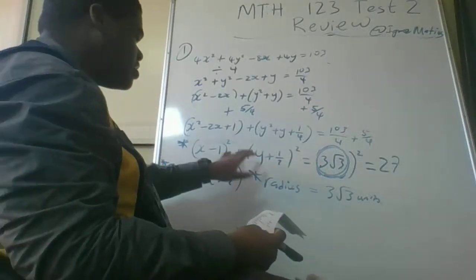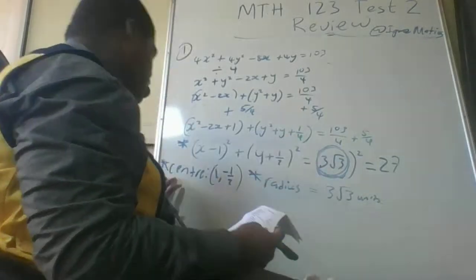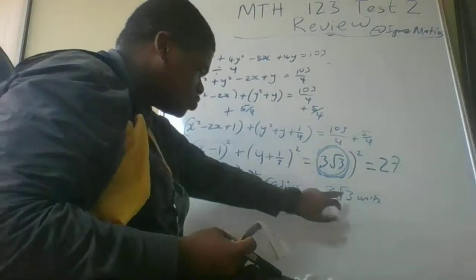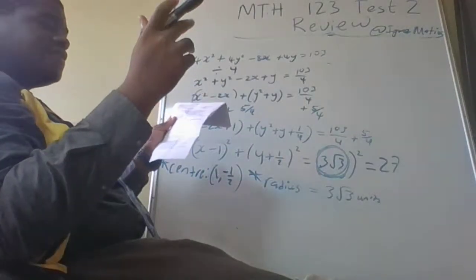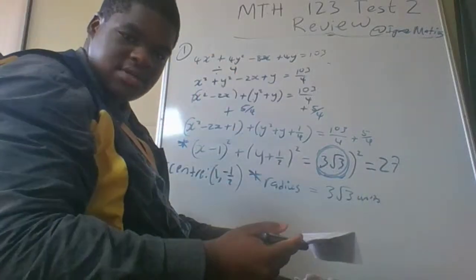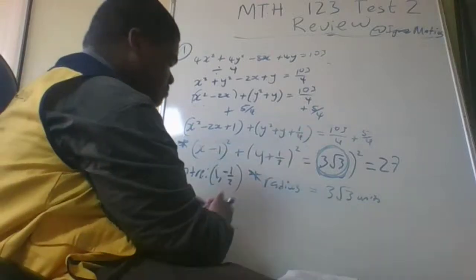x minus 1 whole squared plus y plus half whole squared is equal to 27. Our center is (1, minus 1 over 2), and our radius is equal to 3 root 3 units. Now, if it is theory, sometimes your lecturers can ask you to graph it, to show a graphical representation of what this means.